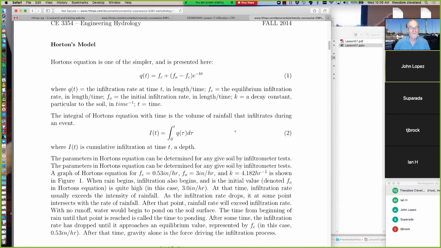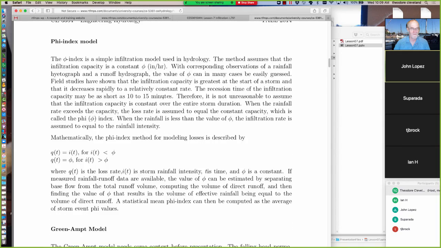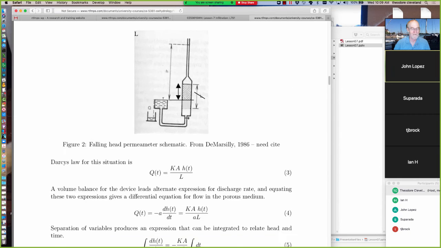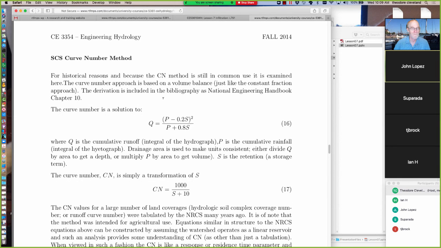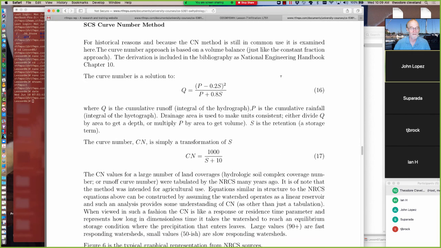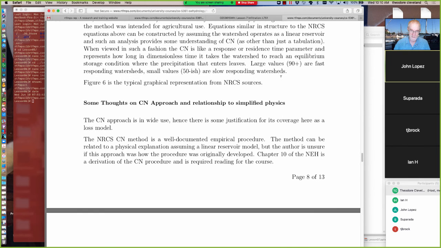So there's Horton's infiltration model, and there's some discussion there. Here's the phi index model, which I don't have in the slides. Gradient, which we'll get to shortly, and curve number method. So we've just gone through this, and here's some of my thoughts on the curve number approach.